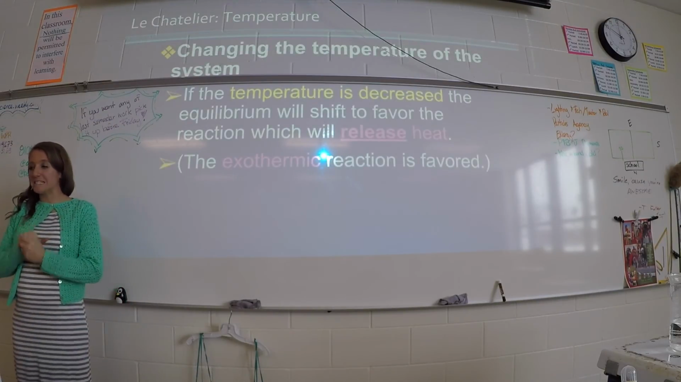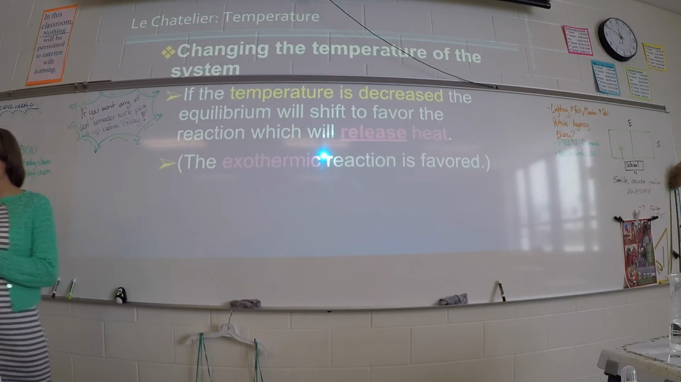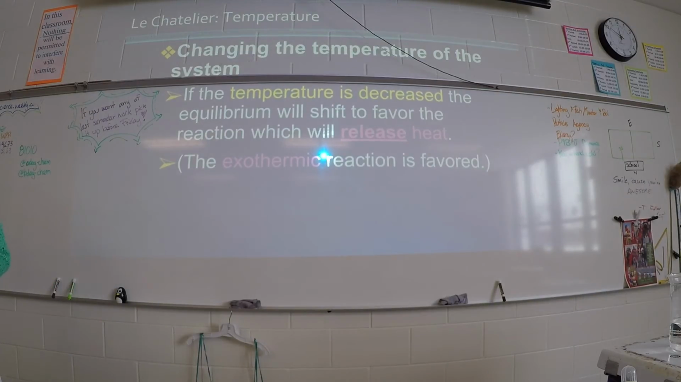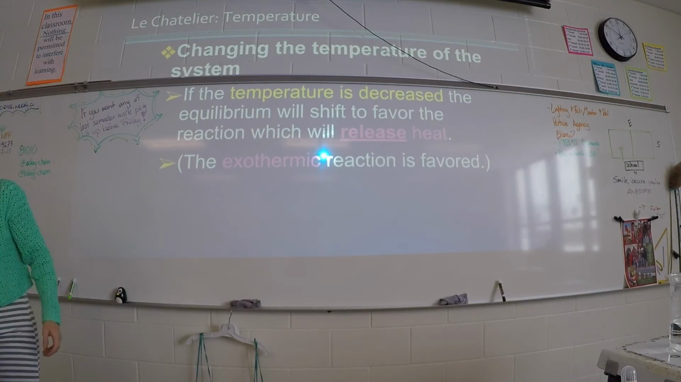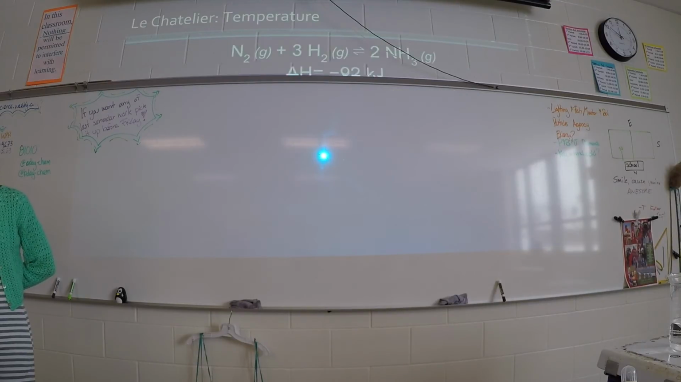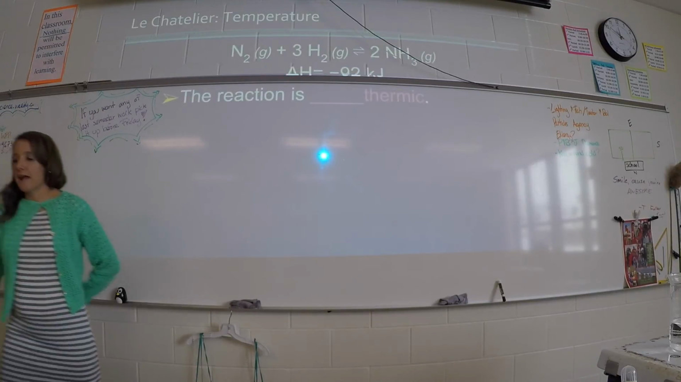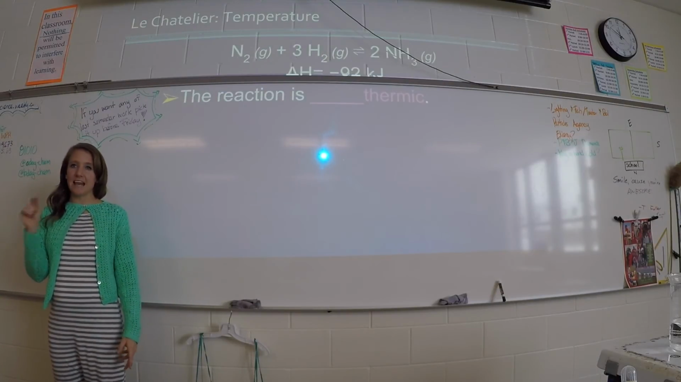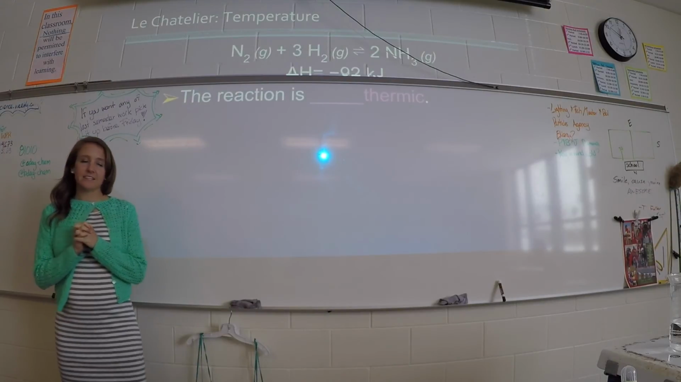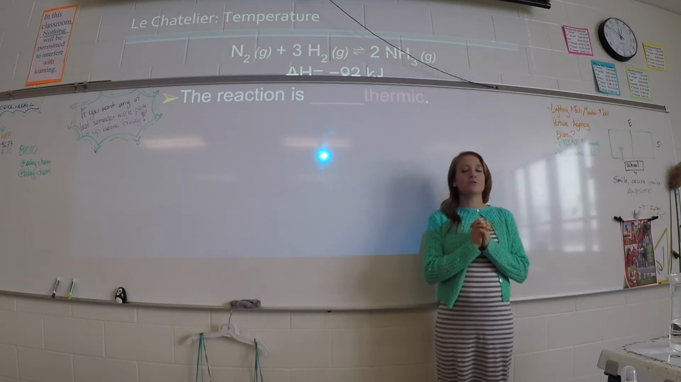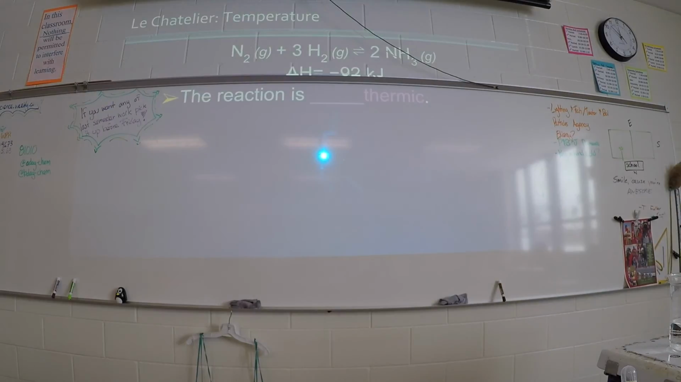So if the temperature is decreased, then the reaction will shift in favor of the reaction that will release the heat, and an exothermic reaction is favored. All right, so don't say it out loud, but for this example, fill in that blank. Is this an exo or an endo reaction? And this is something you should be able to do for the test. How do you release negative heat? Okay, so that's the difference, right?